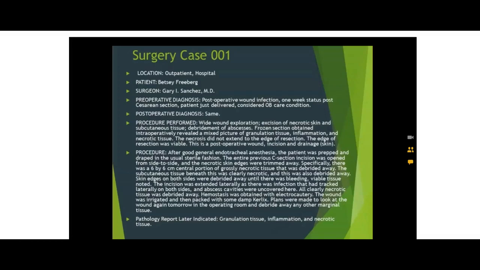Anyone have any ideas? I'll give you a hint. It's because it's post-op, right? She's coming in for a complication from a previous surgery, right? She had a C-section, and she's coming back in for a post-op complication. So that's the hint of the modifier we need.